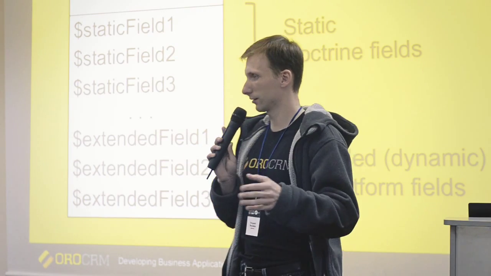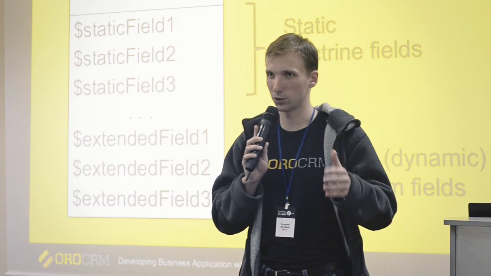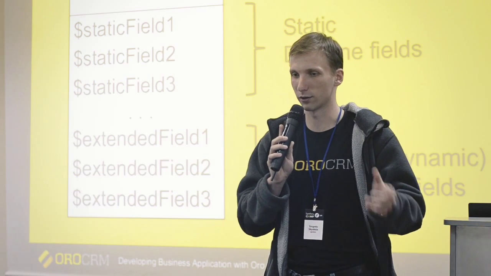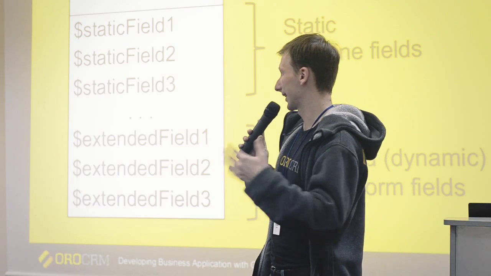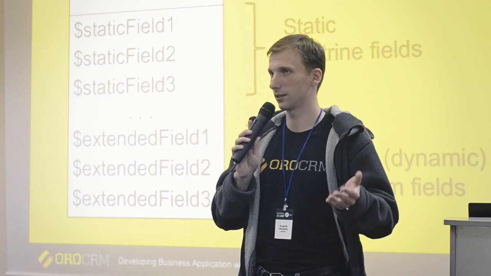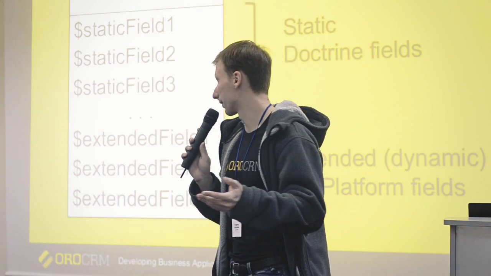We can, from the UI, go to the entity management page. We can add the relation to the Malenkin. In our specific case, it's lead. And now we can modify this entity on the UI. How does it work on the backend?